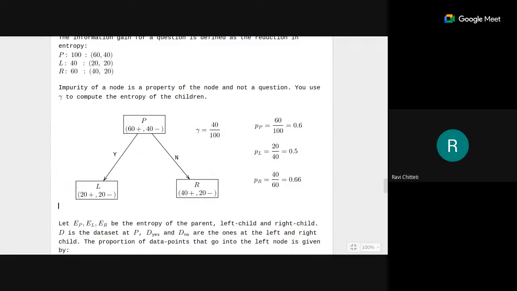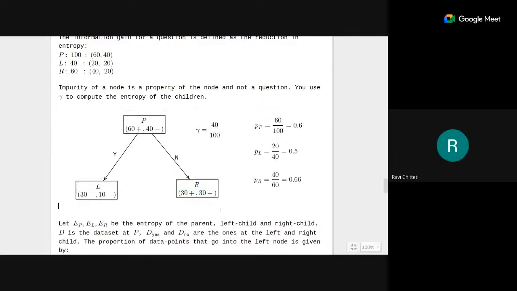Ravi, just give me a couple more minutes. Now at L, should it be 20-20 just because there is 20 here and 40 over there? Or if the total number landing at L is 40, can there be a 30-10 division also? So let me change this. This can happen, right? Because if my question were like this, then it would end up that way.